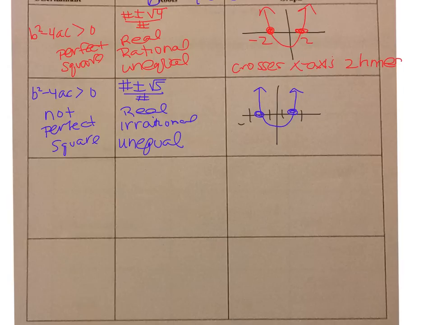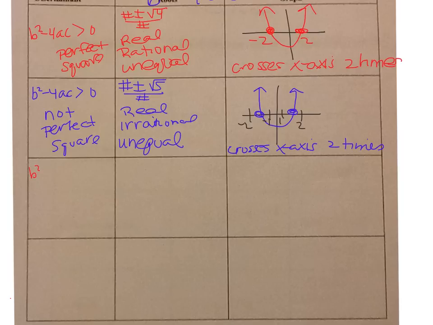So if this is -2 and this is -1, 1, and 2, it's going to cross in between the tick marks because it's irrational. It's a decimal that goes on forever. Okay, but you could put down crosses x-axis 2 times. Okay, so next one.